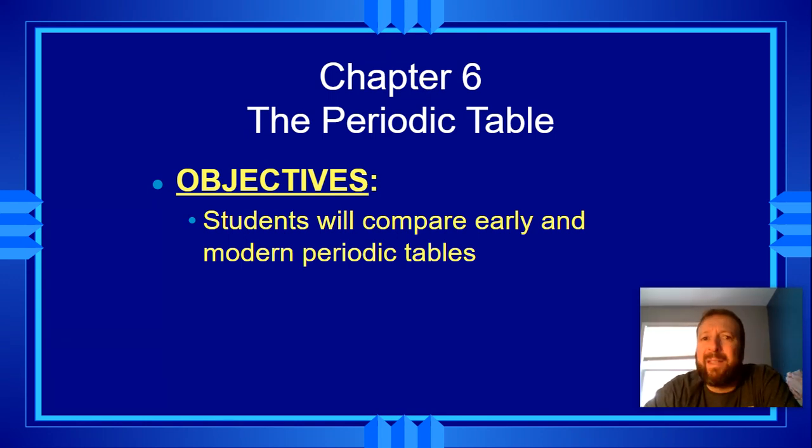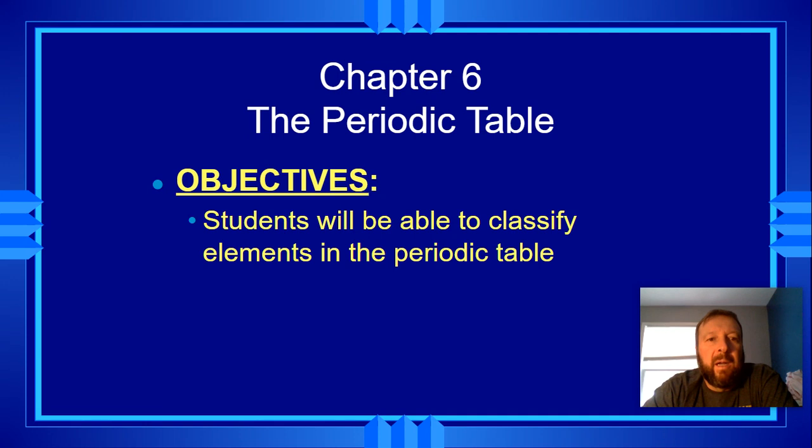I think one of the main things we're going to need to know for the periodic table is being able to compare the first periodic tables that people came up with, and then what we use today, the modern periodic table, and knowing the different scientists that developed those. A second objective we're going to try to accomplish in these 5 to 10 minutes is to classify elements on the periodic table.